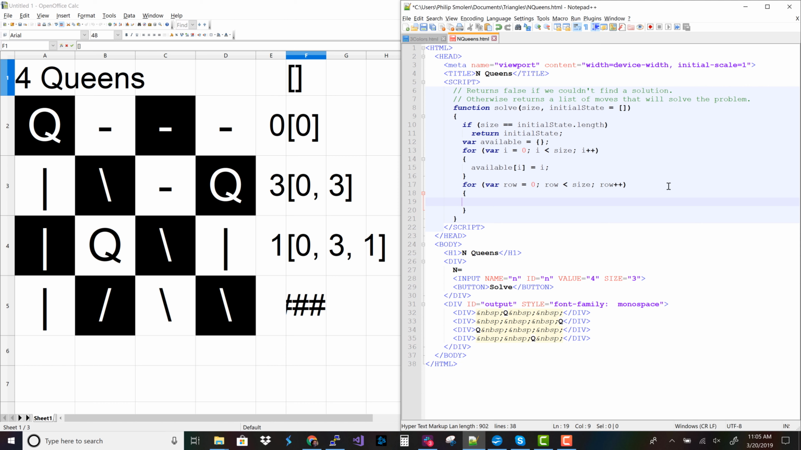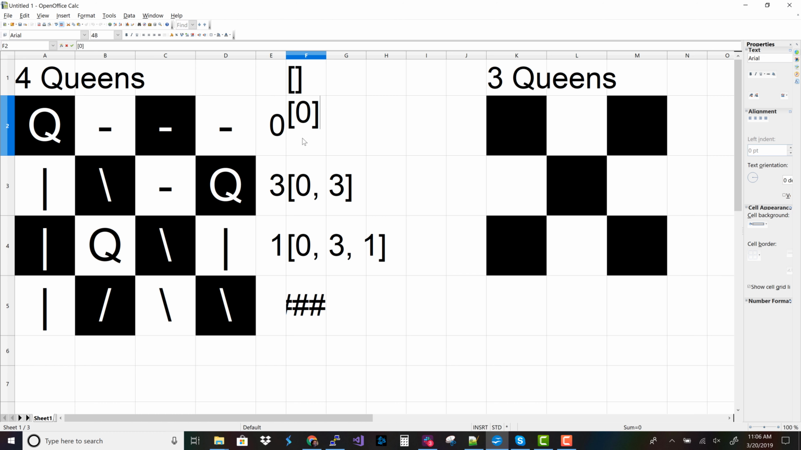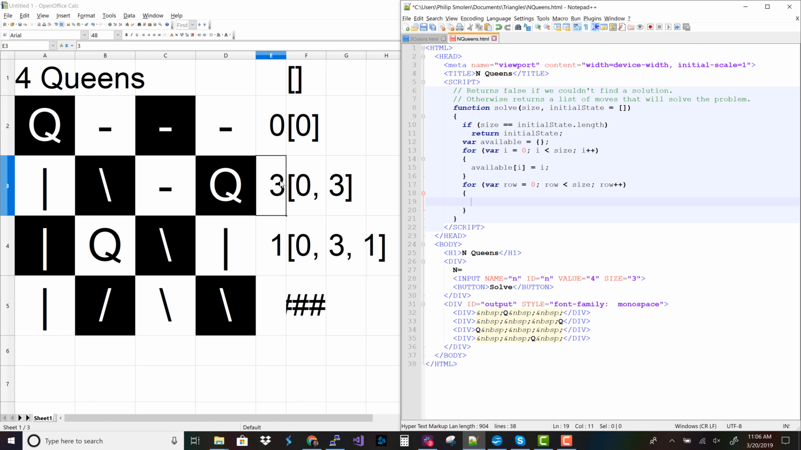Well, the first thing we know is whatever position this is. So this has a 0 because we were in column 0. Well, we know column 0 is off limits. This had a 3 because we were in column 3. Well, we know column 3 is not available. So that's the simplest part. Let's do that first. Delete available.